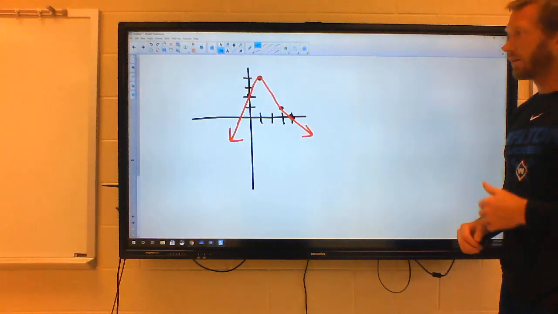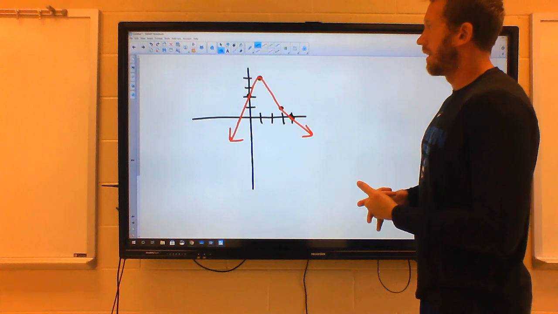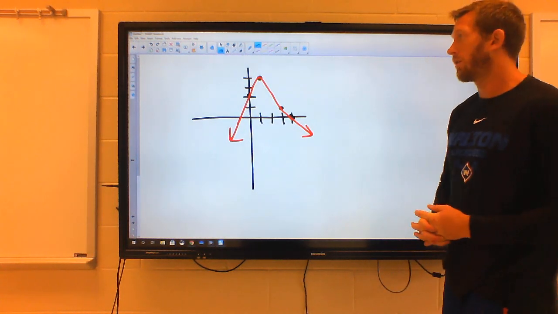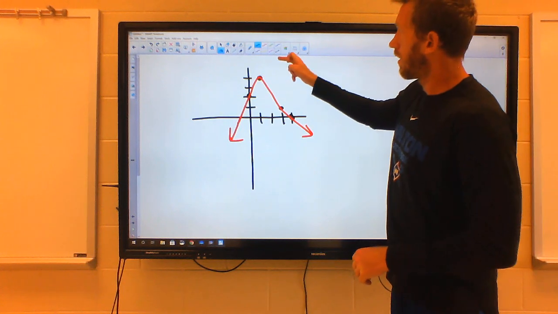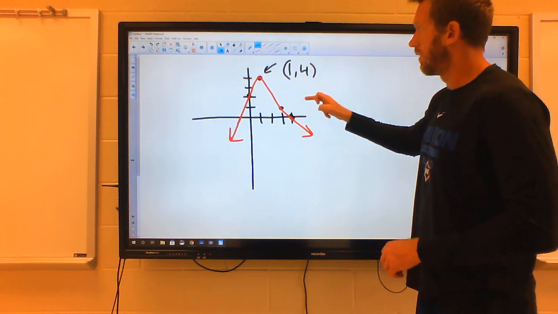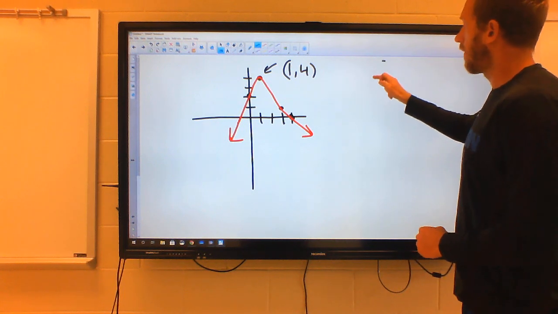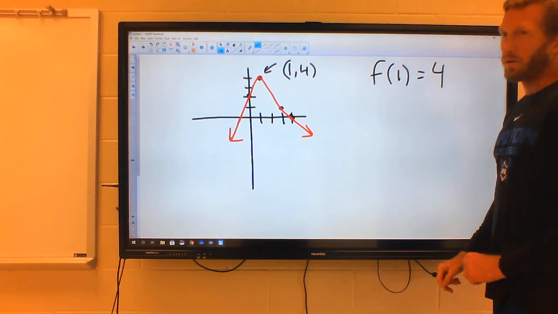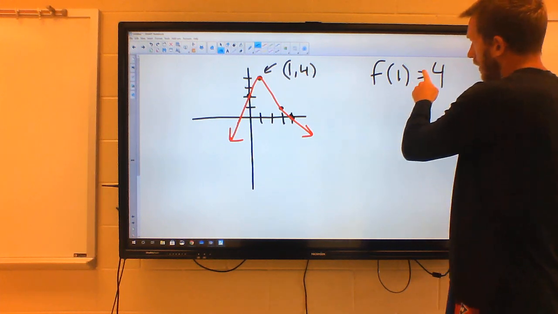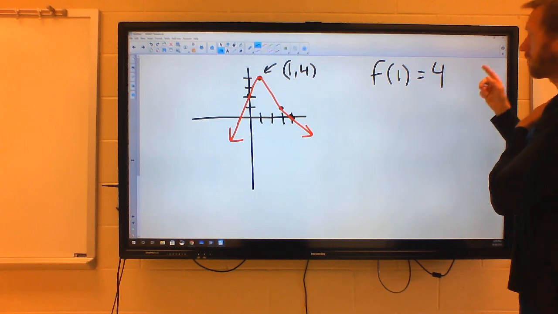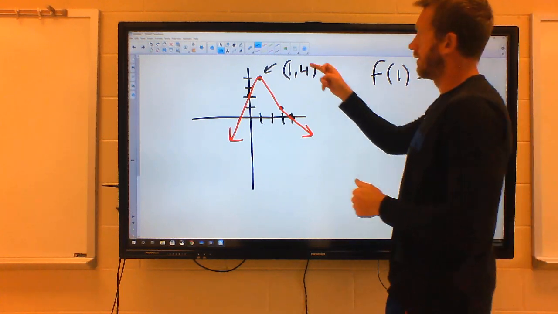Everything on a graph basically can be written as coordinate pairs in function notation also. So let's start with this point. This point is 1, 4. It can be written in function notation f of 1 equals 4. So this is our coordinate written in function notation. The function, using 1 as the input, gives us an output of 4.